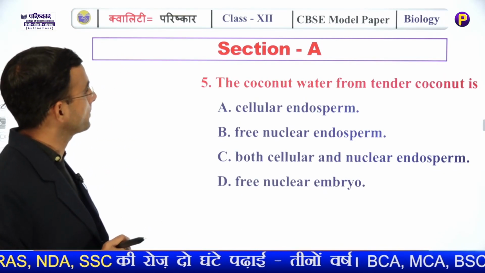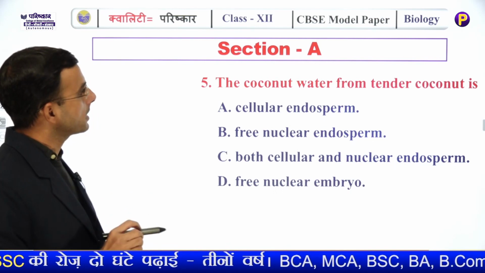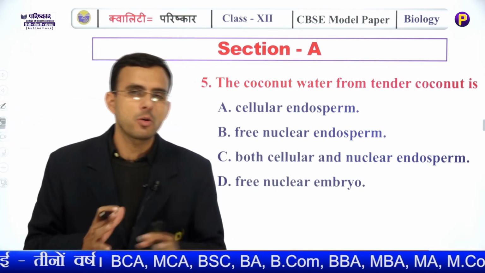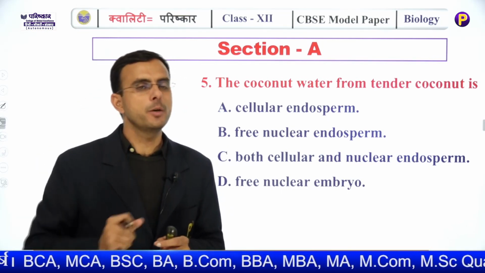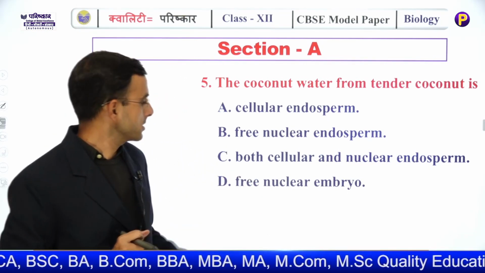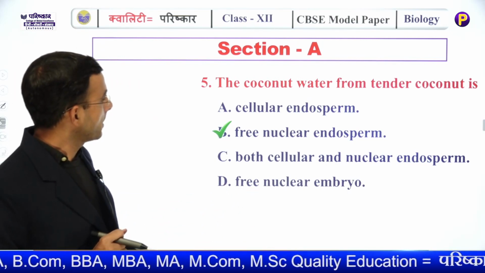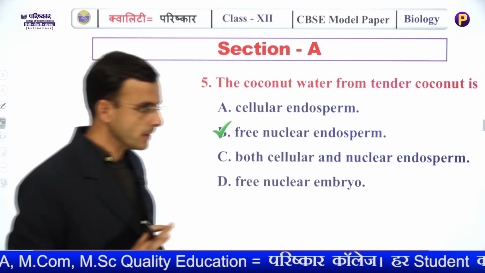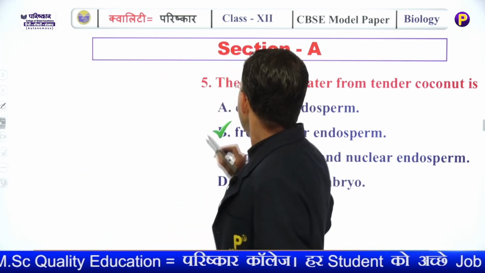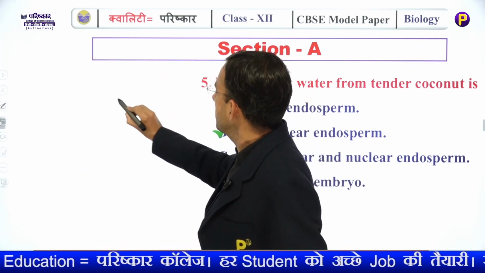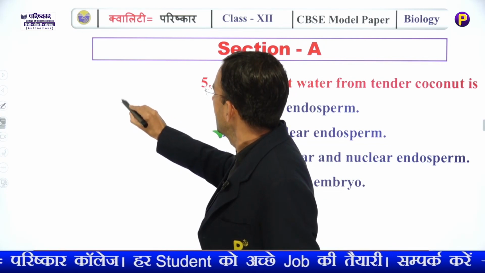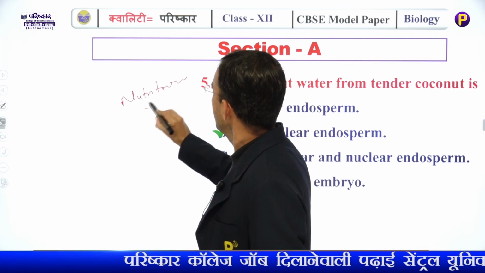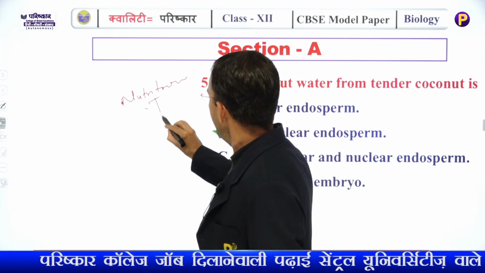Now the fifth question is, coconut water, the tender coconut, is. So in that coconut, what is that liquid part? That liquid part, the answer is B, free nuclear endosperm. What is endosperm? This endosperm is a nutritious tissue which provides nutrition to the embryo.